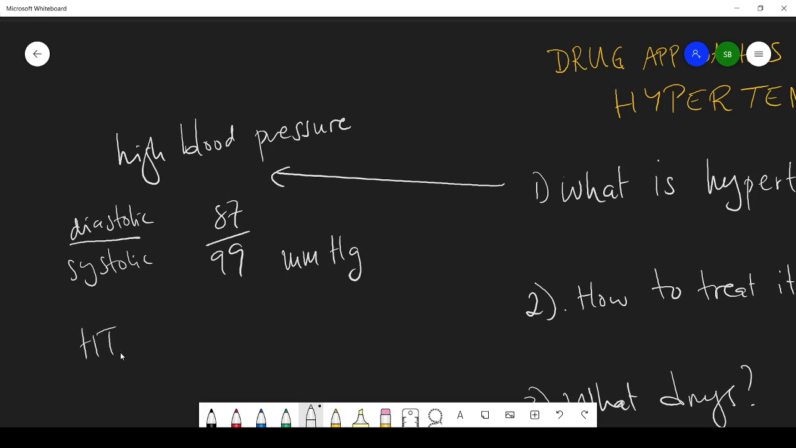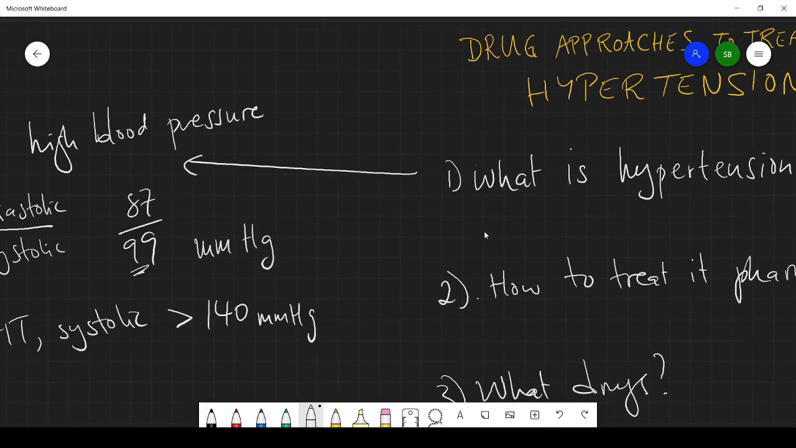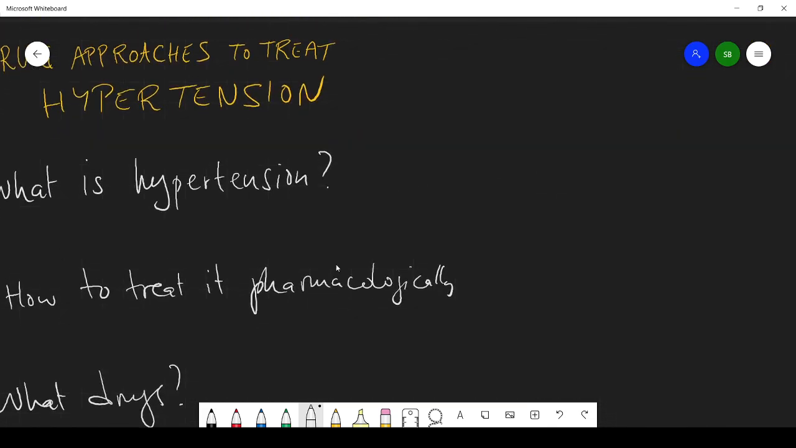So hypertension is when diastolic is greater than 140 millimeters of mercury. Sorry, I've got it the wrong way around. I thought something was wrong. It's actually when it's systolic. So actually during the beat, which is the higher number, this one here. So that's what hypertension is. How can we treat it pharmacologically?